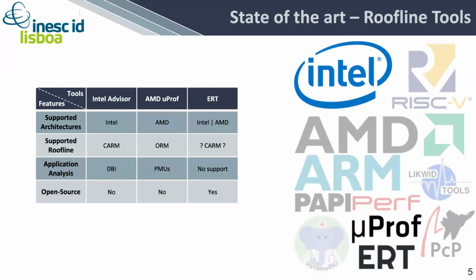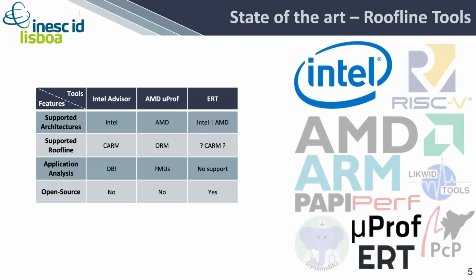So, like I said before, the CARM is officially supported by Intel Advisor. However, there are other tools that also implement the concept of the Roofline model. So, for example, AMD uProf and ERT, the Empirical Roofline Toolkit, starting with Intel Advisor, which also includes the possibility for application analysis in the context of the CARM via dynamic binary instrumentation, while AMD uProf does something similar via performance counters. However, AMD uProf only implements the original Roofline model based on theoretical values.